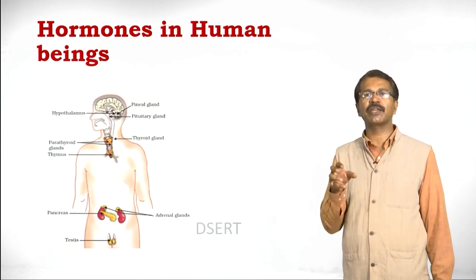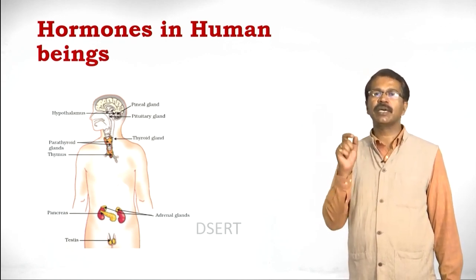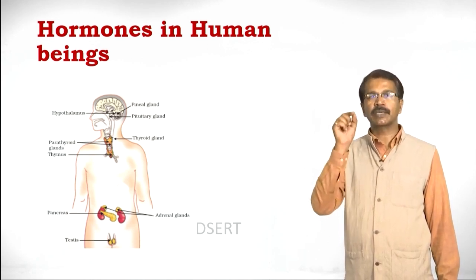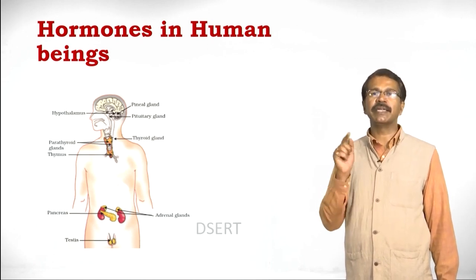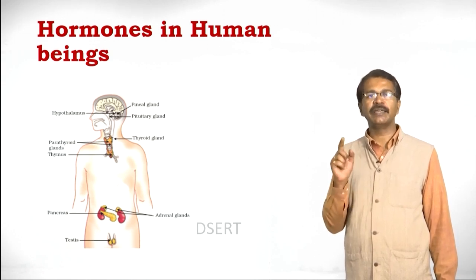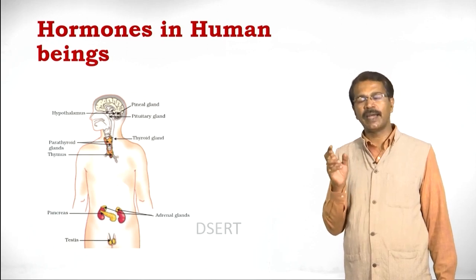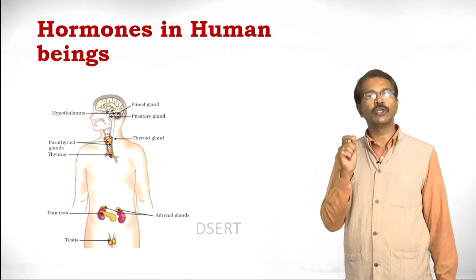That part of the pancreas we call the endocrine part. And next are the glands which are located just above the kidneys. Those are called adrenal glands. Apart from that, in men you will find testes, and in females you will find ovaries. These glands are specific to the gender of the human being.